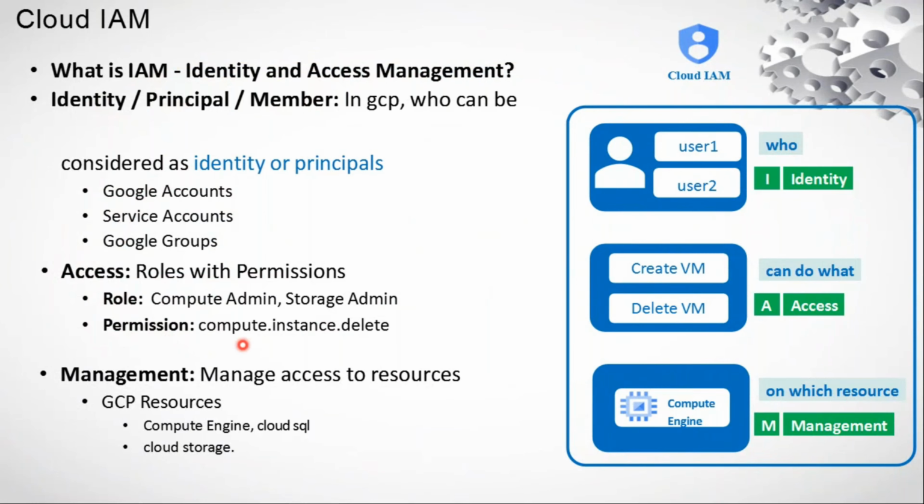Permissions are defined with this naming convention: compute.instance.delete, or compute.instance.stop or suspend. These kinds of things we call permissions. We will discuss roles and permissions in brief in the next slide. These accesses we are going to apply to particular GCP resources like Compute Engine, Cloud SQL, or Cloud Storage.